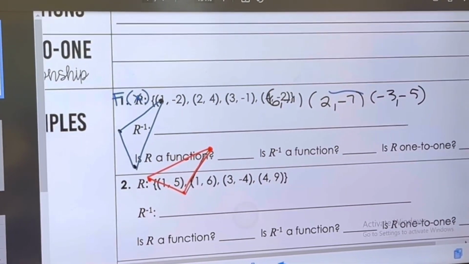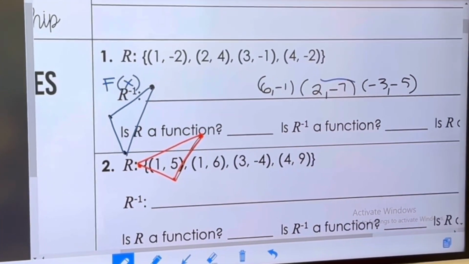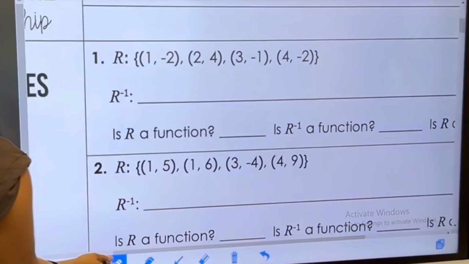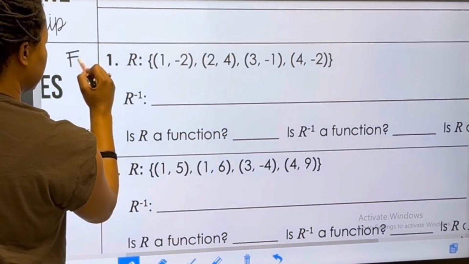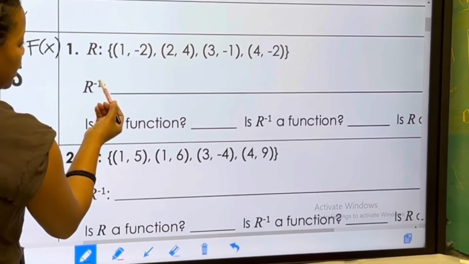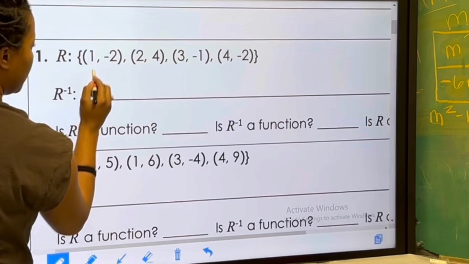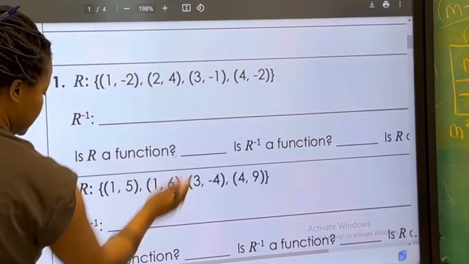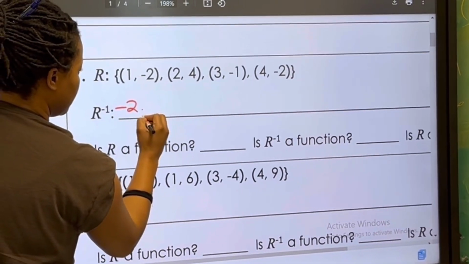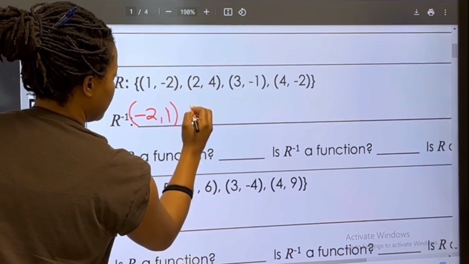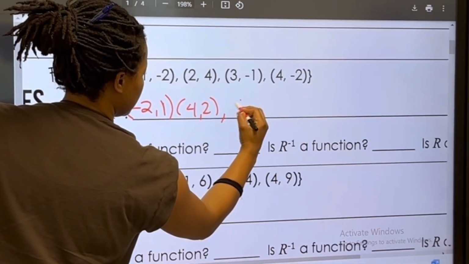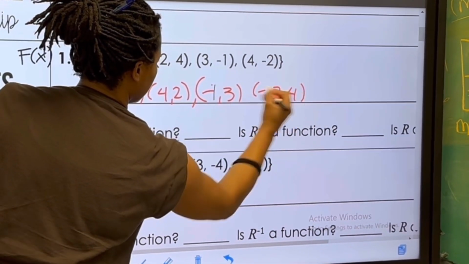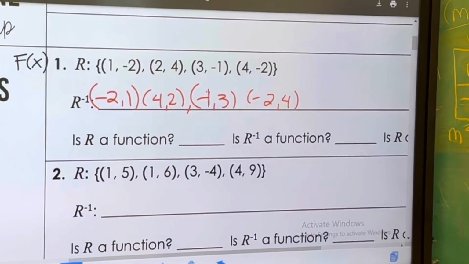You're given these points here. Here's your original function, f of x. For the inverse, what are we going to do with the x and y, you guys? Swap. Okay. So now you should have instead negative 2, 1. 4, 2. Negative 1, 3. Negative 2, 4.